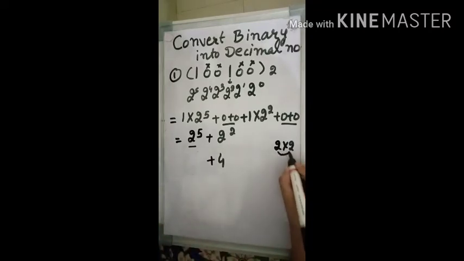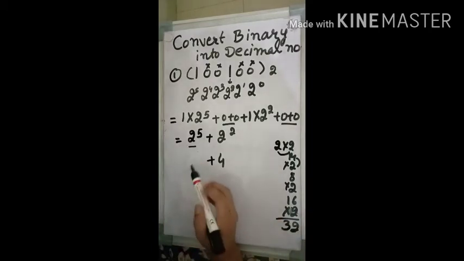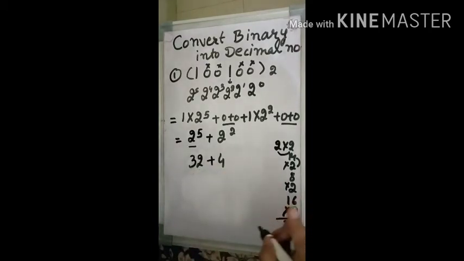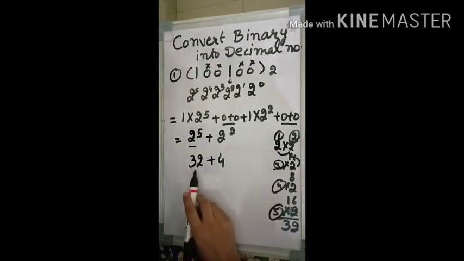2 into 2 is 4. Then we need to multiply it again: 4 into 2 is 8. Again multiply this: 8 into 2 is 16. Again multiply: 16 into 2 is 32. So that means 2 raised to power 5 is 32, not 10. How does it come to 32? Because we multiplied 2 five times. See, the first one, second one, third, fourth and fifth. So when we multiply it 5 times, we get this number 32.